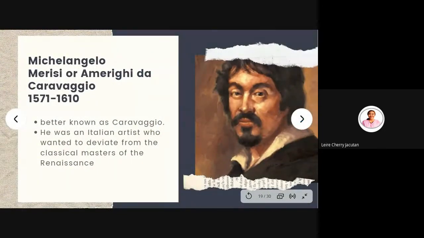So, first, meron ding Michelangelo, ang Baroque period, so si Michelangelo Merisi. So siya ay better known as Caravaggio. So he was an Italian artist who wanted to deviate from the classical masters of the Renaissance. Kasi parang feeling nitong si Caravaggio is sobrang plain ng style ng mga Renaissance masters. Yeah, yan nila Da Vinci, nila Michelangelo. So nag-deviate siya dun sa ideology na yun.